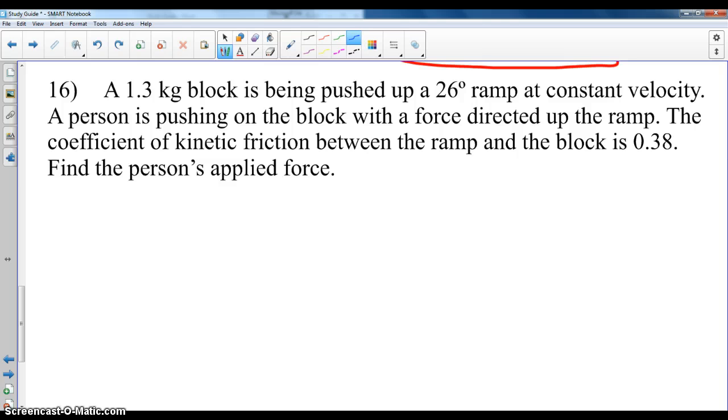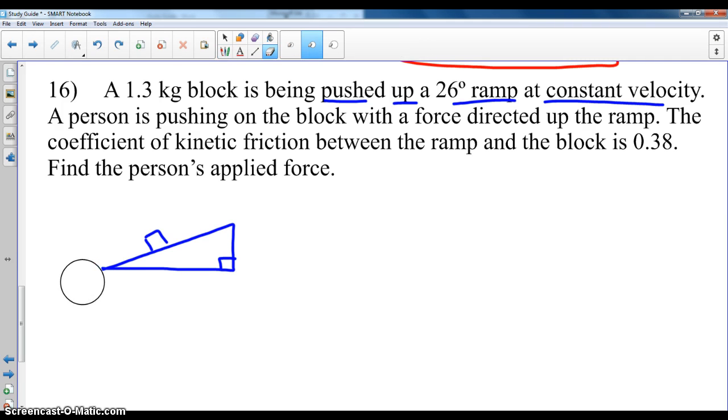Last one. Block is being pushed and also moved up a 26-degree incline or ramp. And this time we have constant velocity. So here's the ramp. There's the block. It's moving up. The problem really should say moving up the ramp. And why is it moving up? Because there's a pushing force directed up the ramp, an applied force.